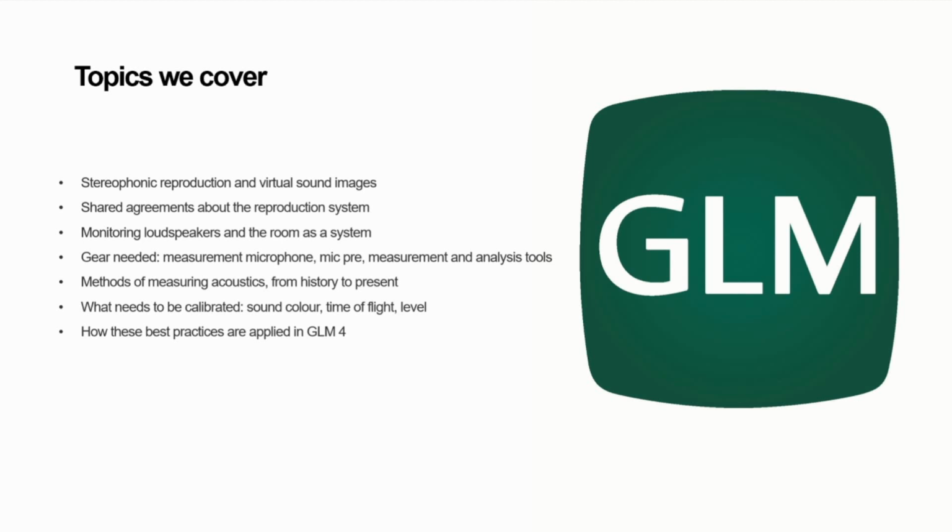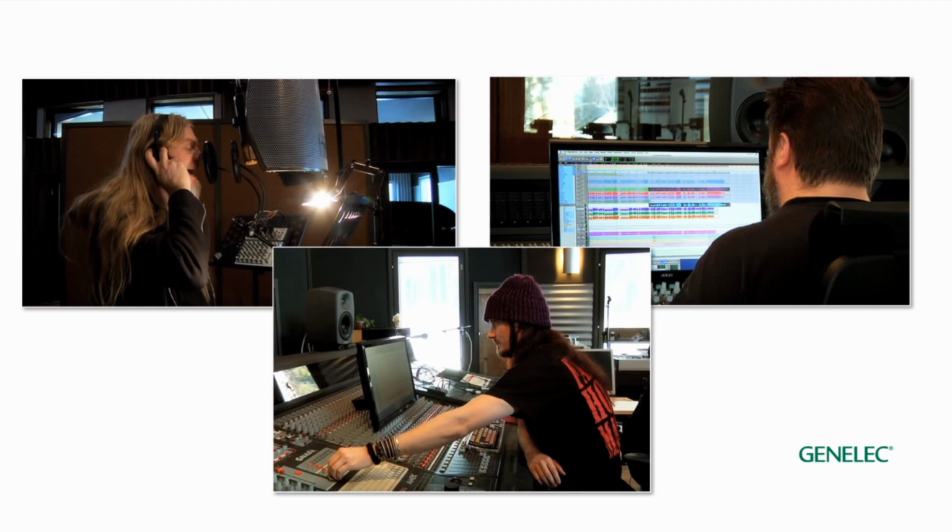Then finally, we'll look at why we need calibration, what kind of sound color changes happen in the listening room, why they happen. We talk about some other problems, the problems of time of flight differences and level differences at the listening location, how these can impact what you hear and what you're working on. And on the way, we will also talk about how the best practices of aligning, calibrating your room have been implemented in GLM4.